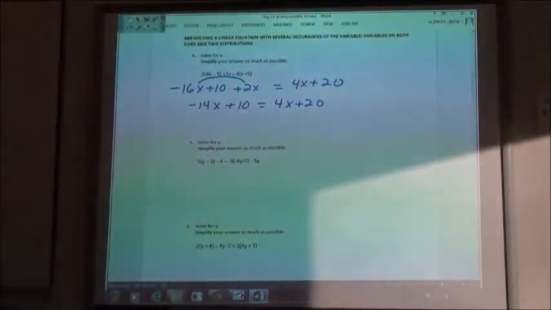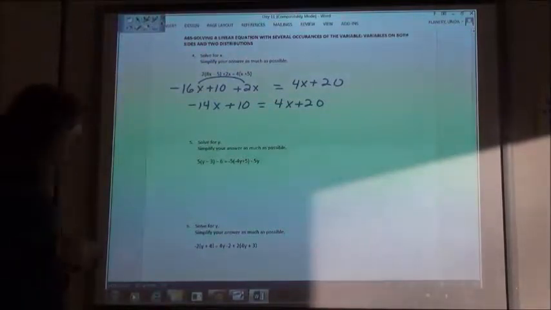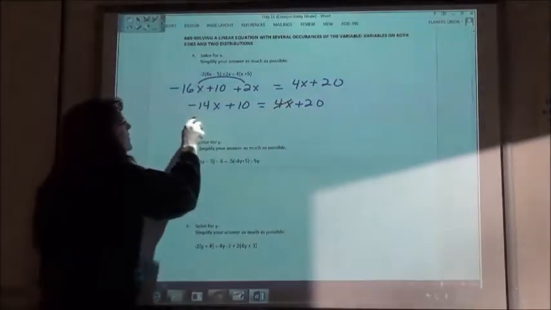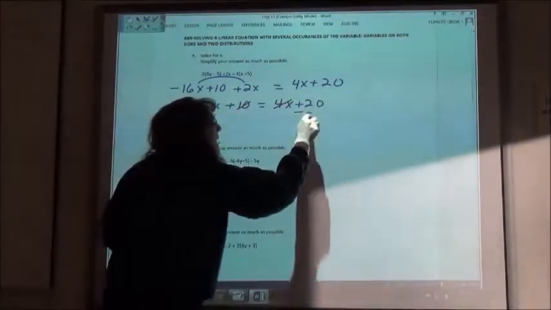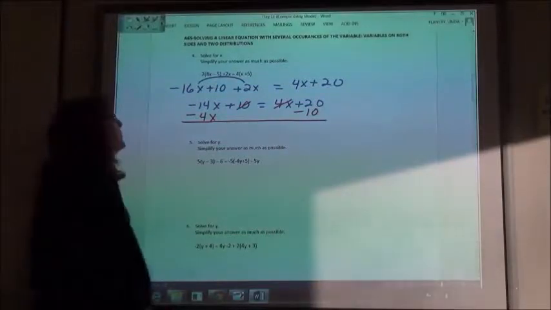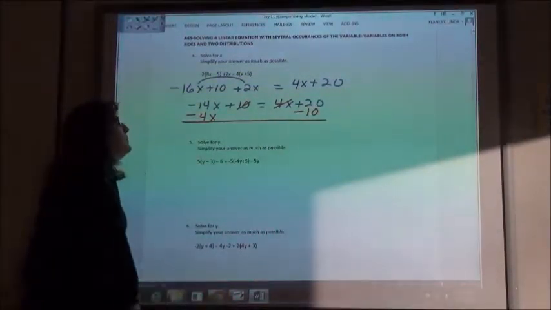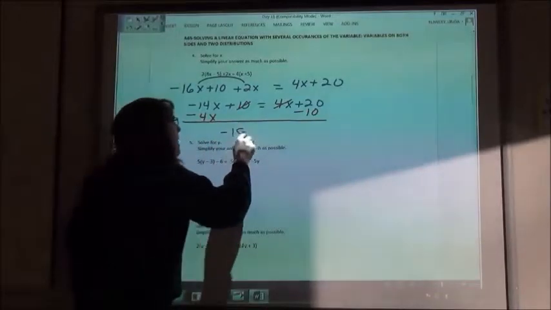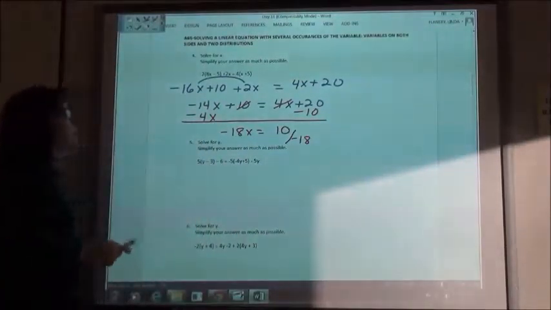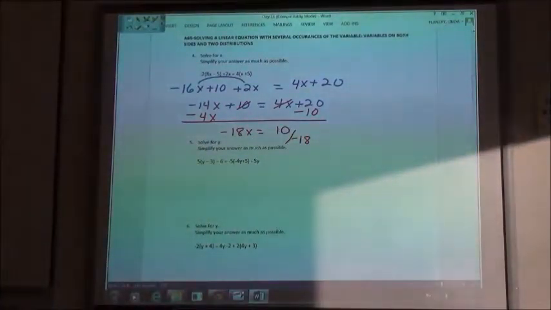However, it is okay if you subtract that 4x first, it's going to still end up being okay as long as you do your math all right. But if you look on the ALEKS program, they're going to do that first, and then they're going to start moving things. So now they're going to subtract their 4x and subtract their 10. So if I do that, we have negative 18x equals 10. And then when I divide, that doesn't come out to a nice whole number, but I have to simplify that fraction.